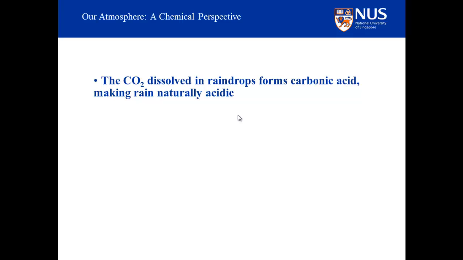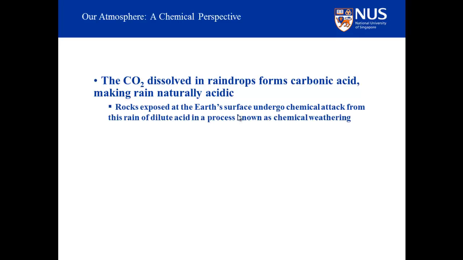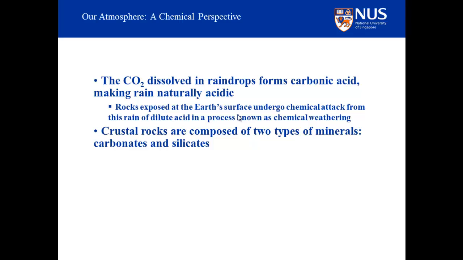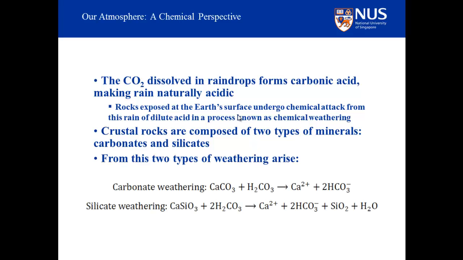A similar chemistry applies with atmospheric carbon dioxide dissolved in raindrops, making them naturally acidic. Rocks exposed at Earth's surface undergo chemical attack from this rain of dilute acid, a process known as chemical weathering. Crustal rocks are composed mainly of two types of minerals, carbonates and silicates. From this, two types of weathering arise, carbonate weathering and silicate weathering.